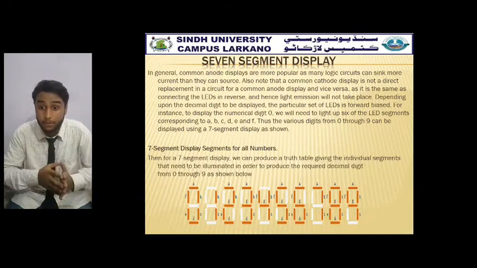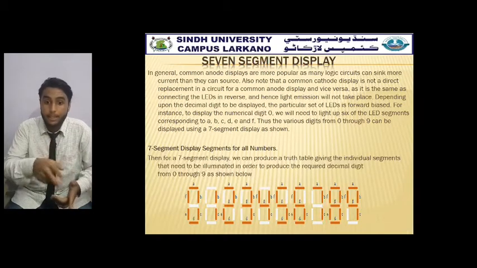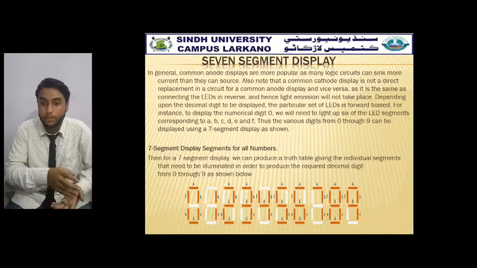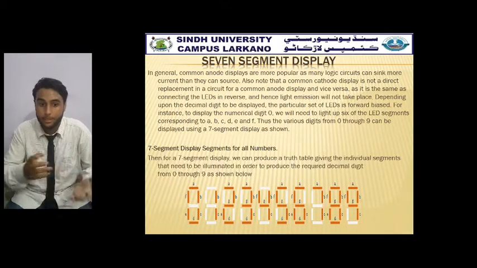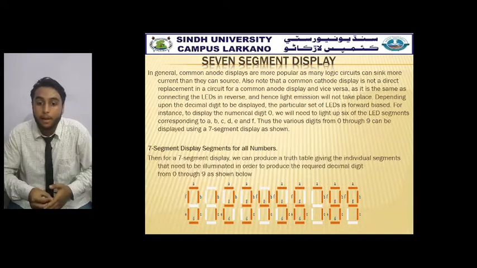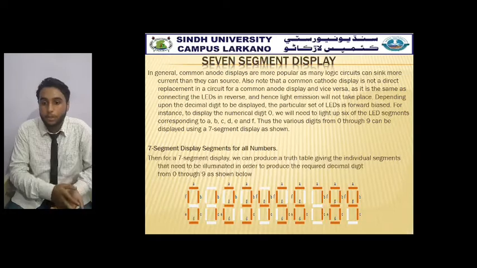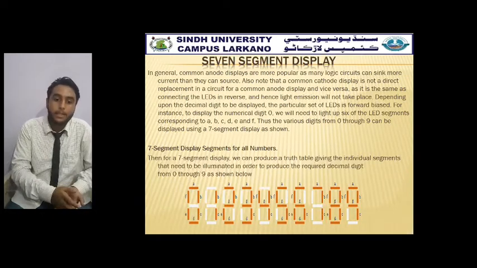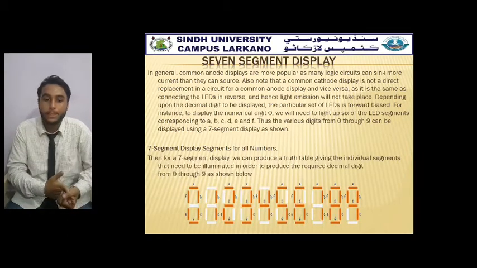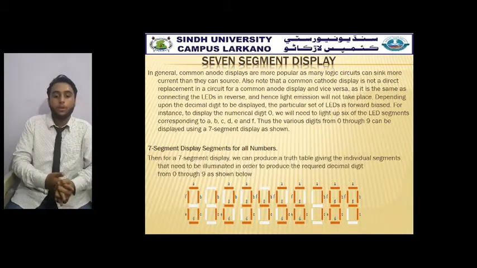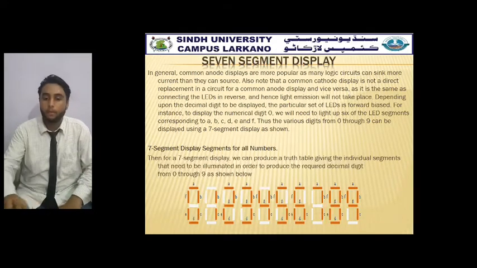Instead, to display the digit 0, we will need to light up the LED segments A, B, C, D, E and F. The versions of the digits 0 through 9 can be displayed using a 7 segment display as shown. For a 7 segment display we can produce a truth table giving the individual segments that need to be illuminated in order to produce the required decimal digits from 0 to 9, as shown. This is the figure of 7 segment displays for all numbers.